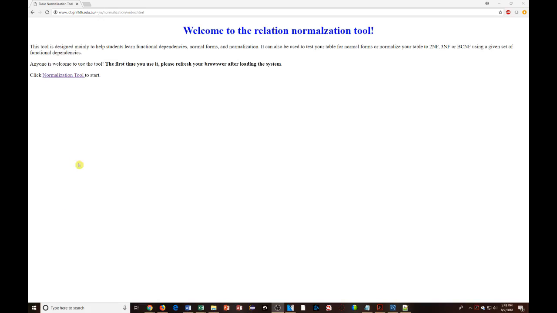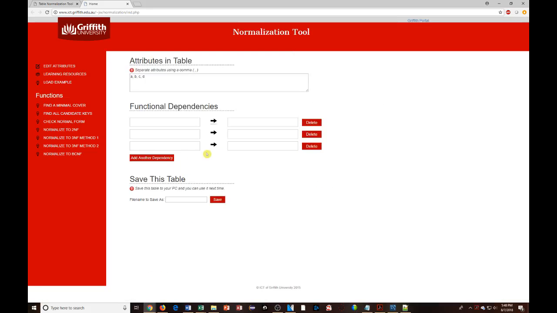Let's take a look at how to use the normalization tool to get to the different normal forms. You can find this link on Blackboard. First, we're going to enter the attributes that we have. We have student ID, student first name, student last name, student house, grade, course number, course name, professor ID, professor first name, and professor last name.